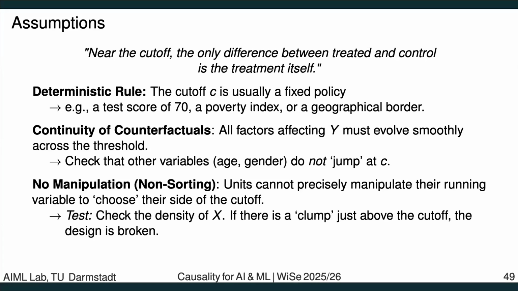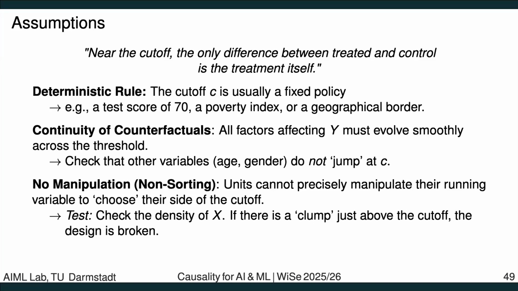And finally, it's this no manipulation thing. If you look at test scores, you say nobody can manipulate their outcome. They can't actively choose the side they are in. Assume all the students have the incentive to perform best and nobody bribes some teacher to get into the program. This can usually be tested.